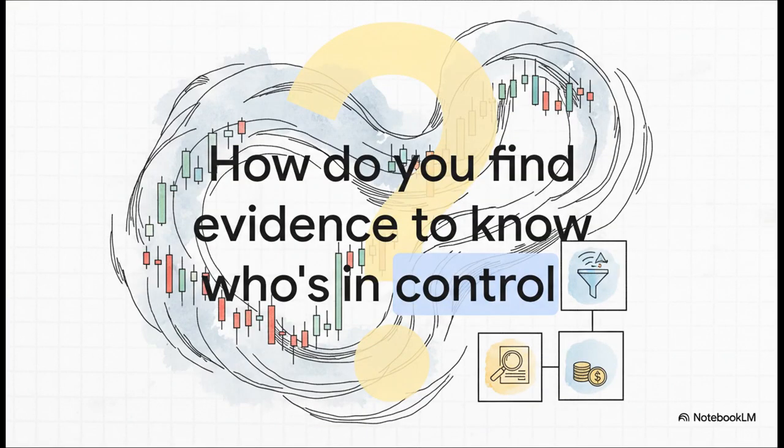So that brings us to the most important question, doesn't it? How do you actually find that evidence? How do you figure out who's in the driver's seat before you risk your capital? Well, the answer is in a concept called order flow. And today, we're going to take that big, complex idea and boil it down into a simple, actionable process you can literally use on every single trade.